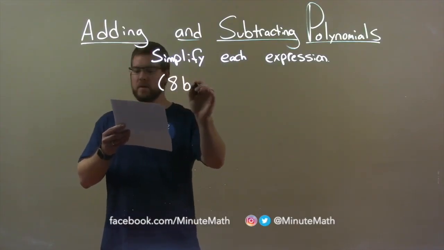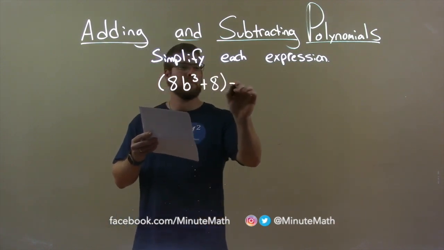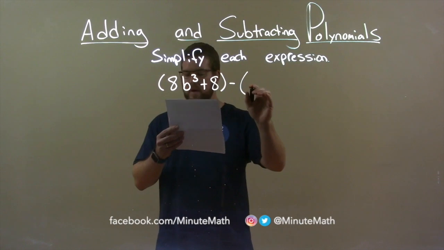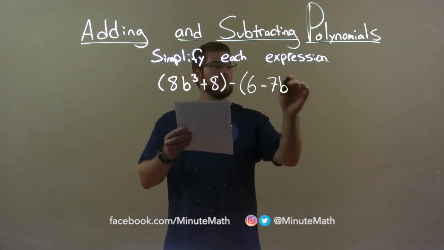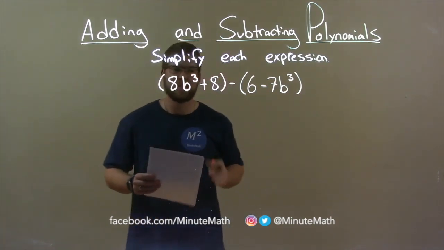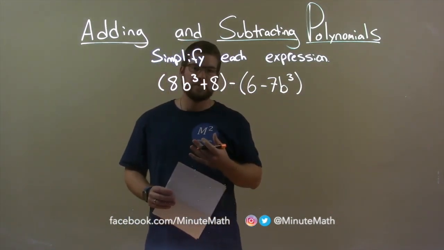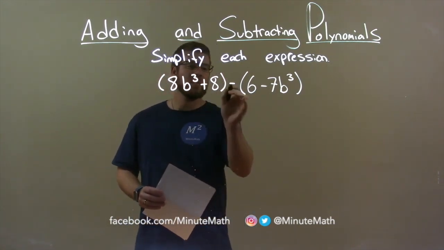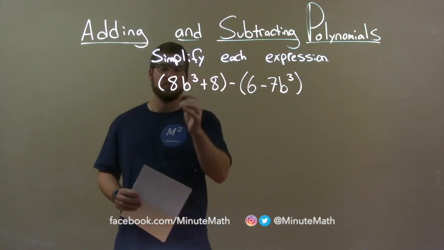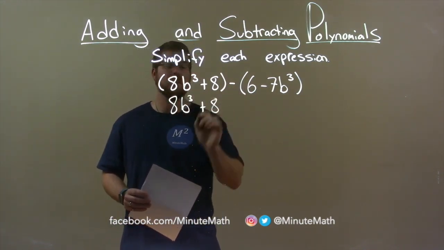8b to the third plus 8 minus, another parenthesis, 6 minus 7b to the third power. Okay? Well, within each parenthesis, there's no like terms, so there's nothing to simplify within each parenthesis. I then look at this minus sign, and I'm going to distribute that. So in front of it, 8b to the third plus 8 can just come down.